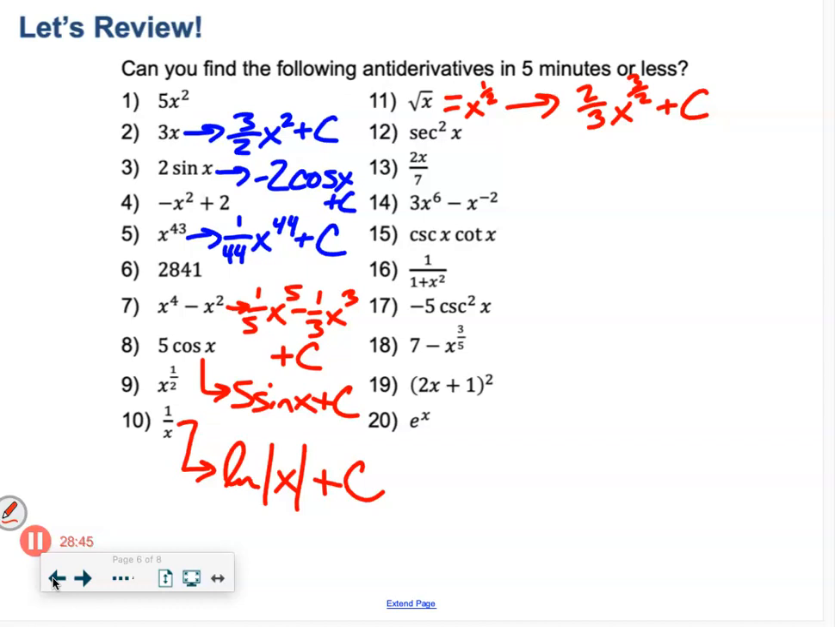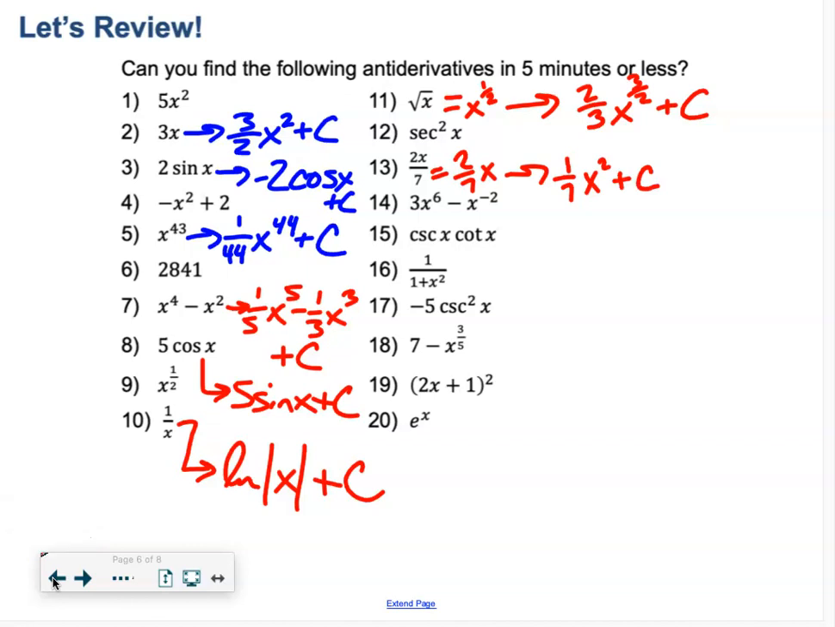13. 2x over 7. Don't think of it as 2x over 7. Think of it as 2/7 x, right? I shouldn't write that as an arrow because that's not the antiderivative. But think of it as 2/7 x, right? So then the antiderivative, so x squared over 2, so you get 1/7 x squared.